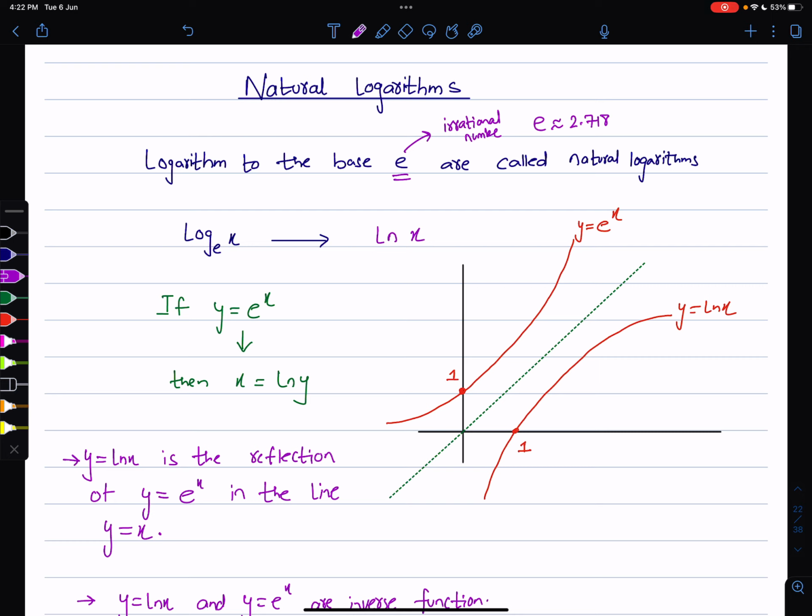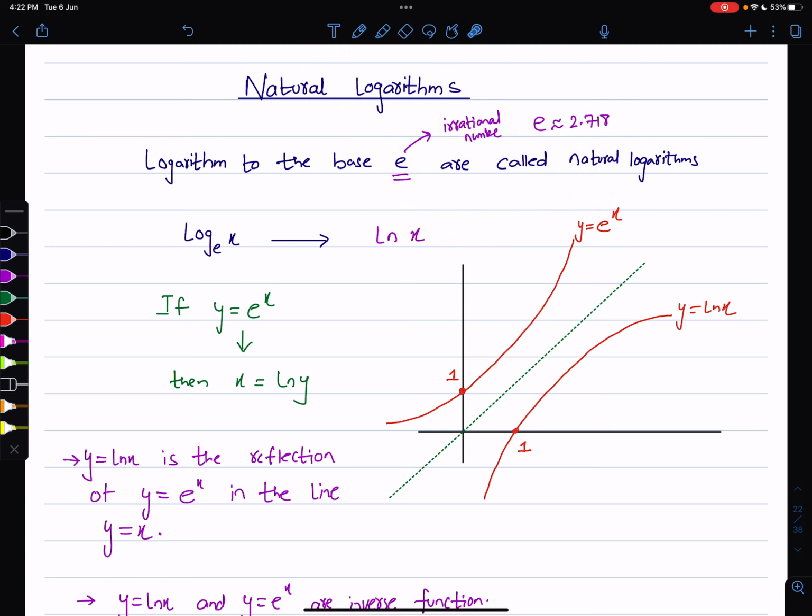Logarithms to the base e are called the natural logarithms. So, log to the base e of x can be expressed as ln x. Now, ln x means the natural log with a base of e. So, instead of writing log to the base e every time, we can just write ln. Ln is understood as log to the base e.